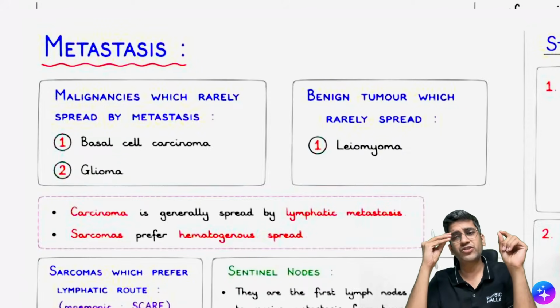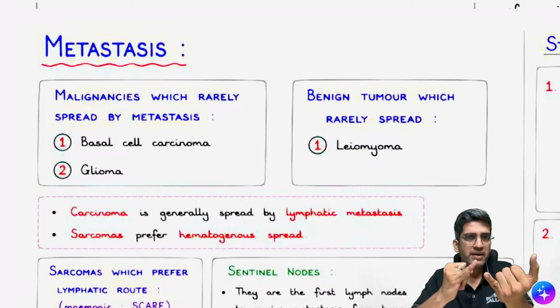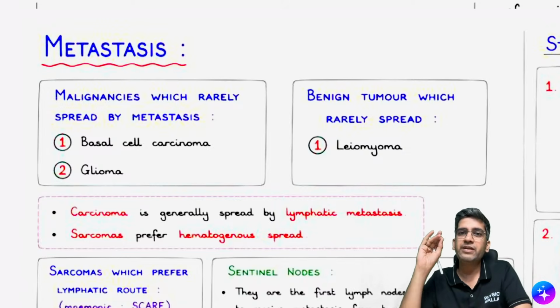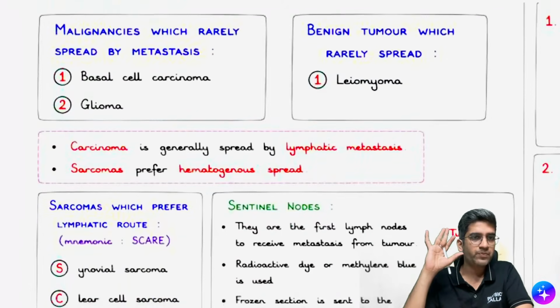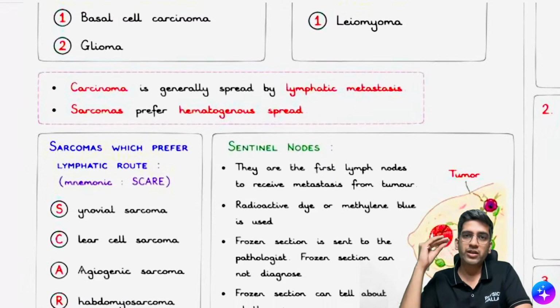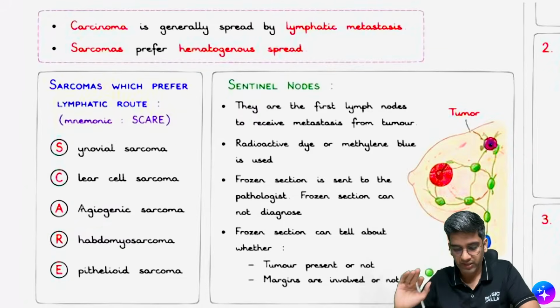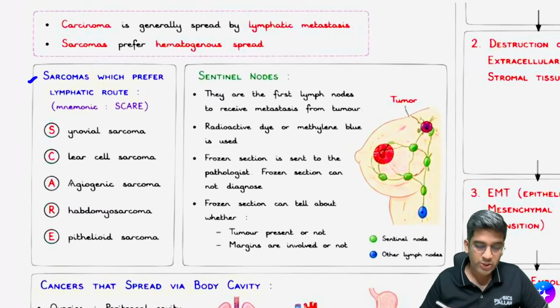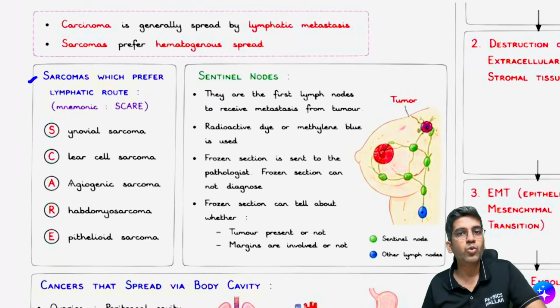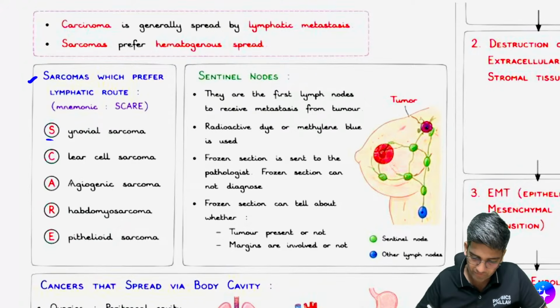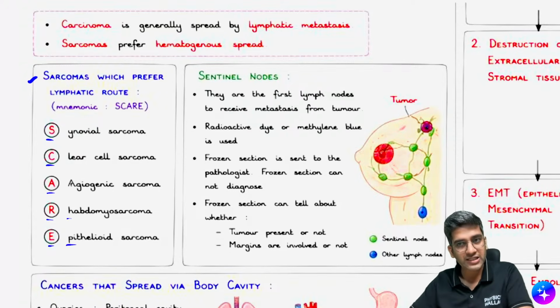There are cancers which rarely spread. For MCQ, basal cell carcinoma, glioma. Very rarely, benign tumors can spread, which is leiomyoma, right? Carcinomas generally prefer lymphatics. Sarcomas prefer hematogenous, fine? There are a few sarcomas which prefer lymphatics, again the out of the ordinary: synovial, clear cell, angiosarcoma, rhabdomyosarcoma, epithelioid sarcomas. All these are sarcomas which prefer the lymphatic route.